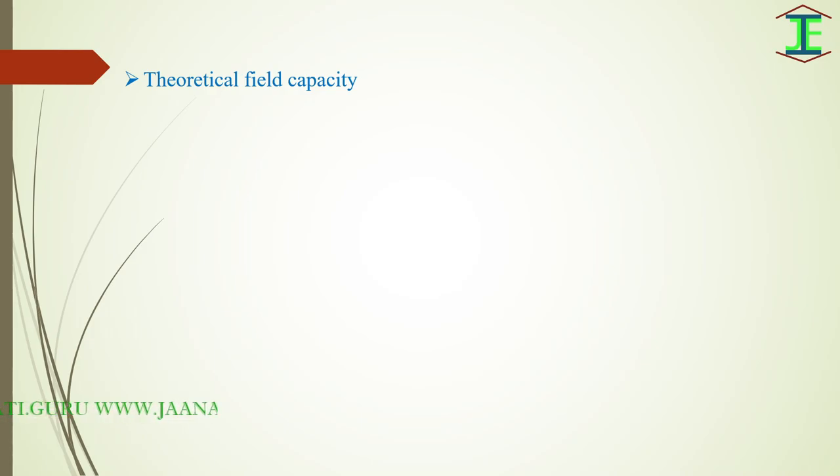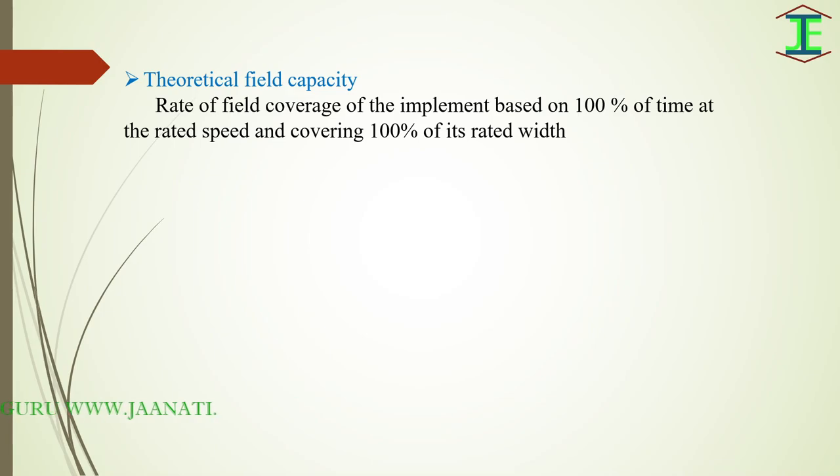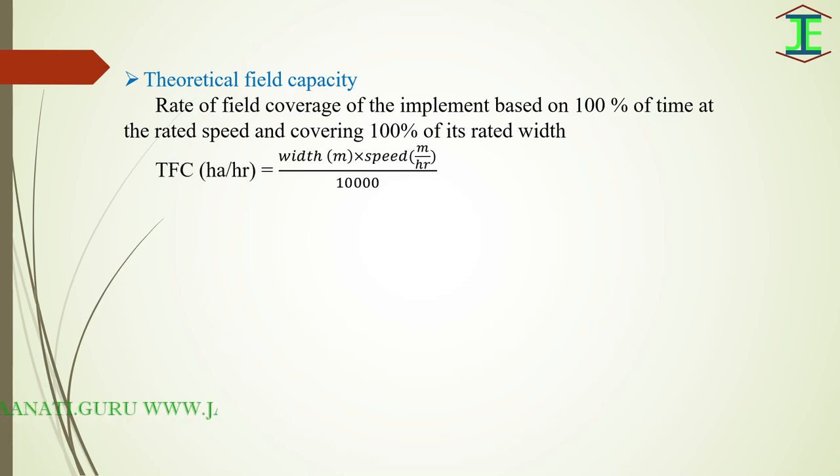Theoretical field capacity. Theoretical field capacity is nothing but if we take the implement as covering 100% of time and with rated speed, and also covering 100% of its rated width, then it is called theoretical field capacity. But in practice, it will not be done. So 100% width cannot be covered, and we cannot utilize 100% of the time. So if we think 100% of time is covered and 100% width is covered by the implement with the desired speed, then it is called theoretical field capacity. And for calculating the TFC, it is width into speed by 10,000.